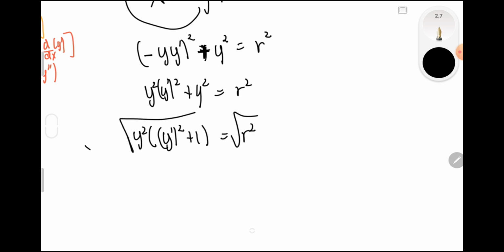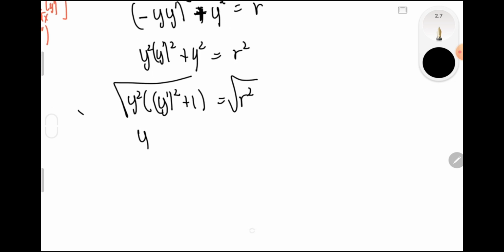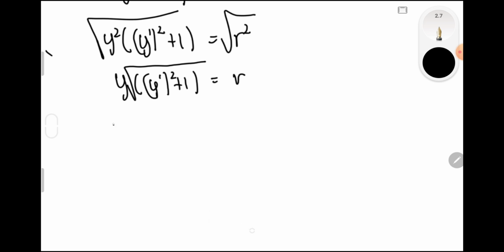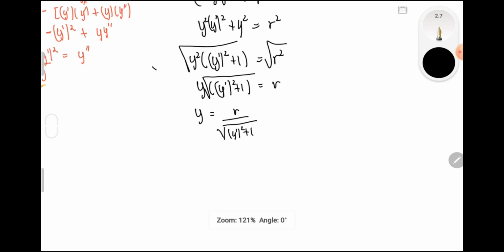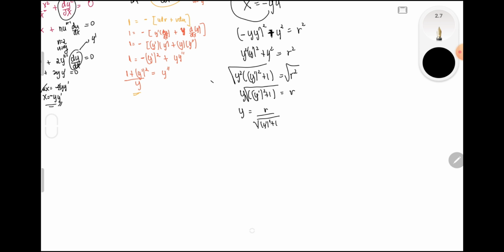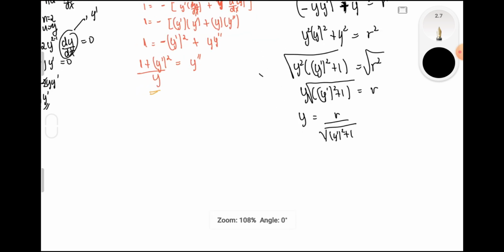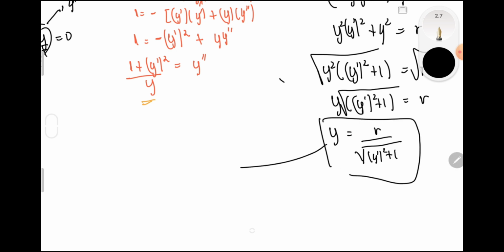So getting the square root of both sides, we'll have a value equal to y multiplied by the square root of y prime squared plus 1. So what remains is the square root. So it is equal to the square root of r squared, which is r. So therefore, our y will be equal to r divided by the square root of y prime squared plus 1. Okay? So from here, we may say that we will have a value of our y as this. So let's substitute it here.